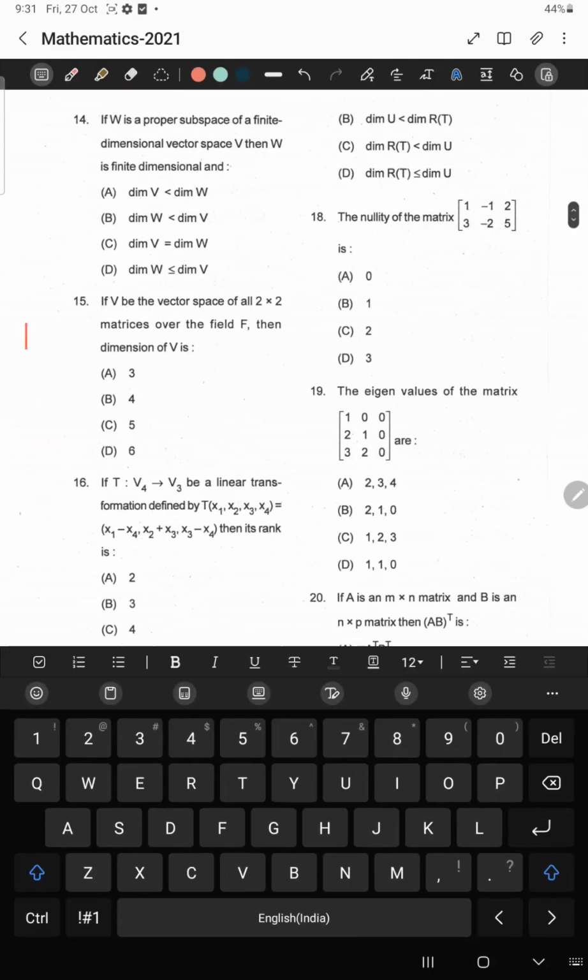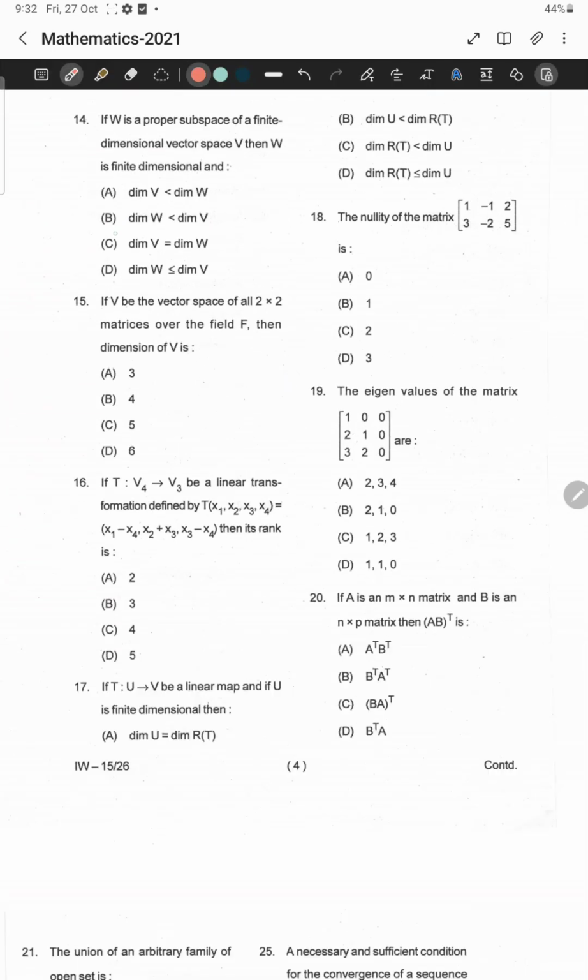So the correct option is B. It is no doubt. It is a simple question. So option B is true. Let us move to question number 15.